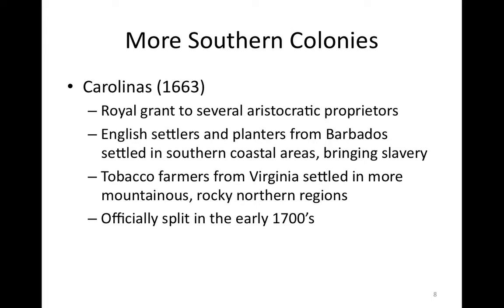Officially, the colonies of the Carolinas split in two. South Carolina became the colony of the rich, aristocratic planters, many of them from the Caribbean islands, who owned large numbers of slaves and produced things like rice, which I'll show you in just a second.